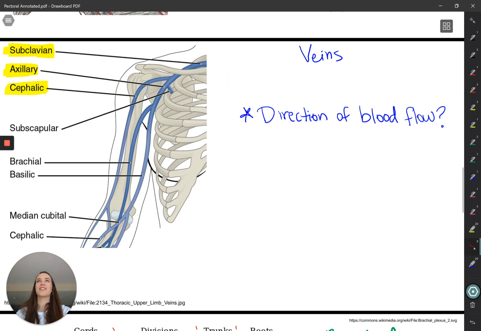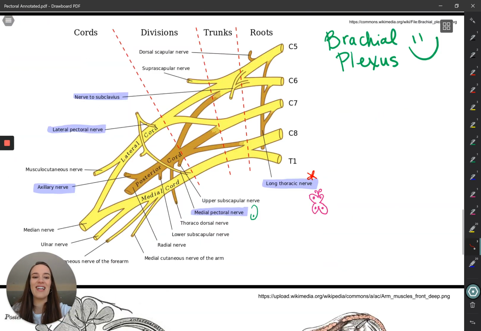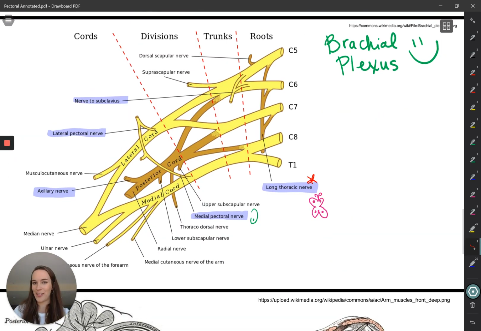So just get that practice in that when you talk about the veins, we say, okay, cephalic vein is going to join up with axillary vein. And once those two veins come together, then they form subclavian vein that then can head towards the heart. So those are our veins. They're pretty straightforward. Okay, lastly, we're going to talk about nerves and specifically the brachial plexus.